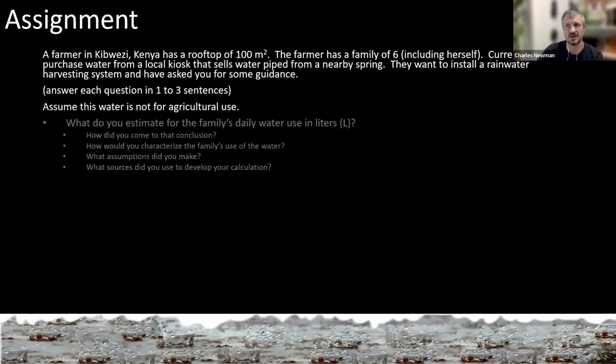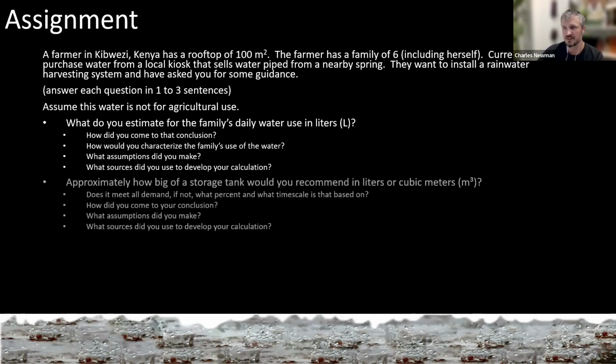But that then brings up some questions. How do you estimate the family's daily water use in liters? How did you come to this conclusion? And how would you characterize the family's use of water? You're going to have to make a lot of assumptions here, but there are a lot of sources out there that can help give you some direction.